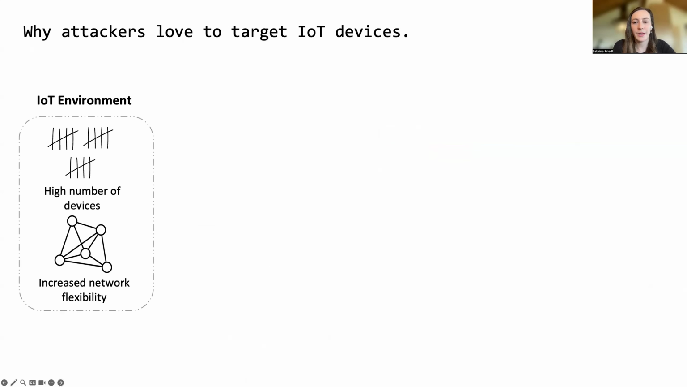But why do attackers target IoT devices? Well, there are several reasons, starting with the IoT environment itself. It presents a high number of devices and a flexible network structure.